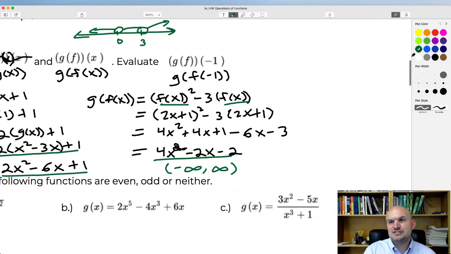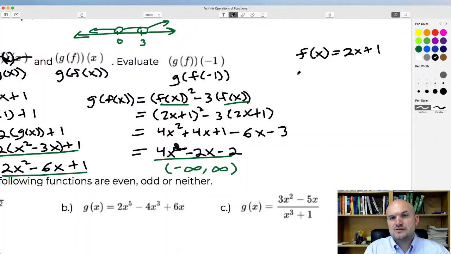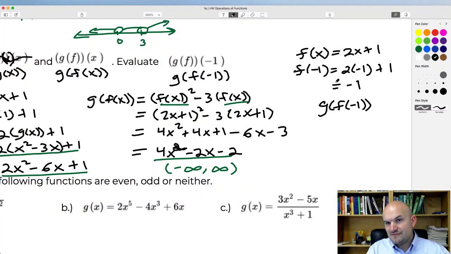And then the last one is just evaluating for f of negative 1. Now again, we know this is really saying g of f of negative 1. So let's figure out what f of negative 1 is. So f of x is, what, 2x plus 1? So that means f of negative 1 is 2 times negative 1 plus 1, which is negative 1. So if I want to figure out what is g of f of negative 1, well, I already know what f of negative 1 is. f of negative 1 is equal to negative 1.